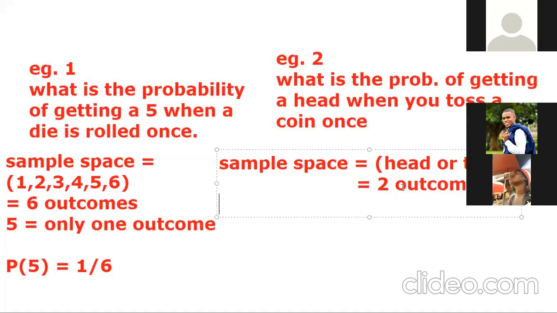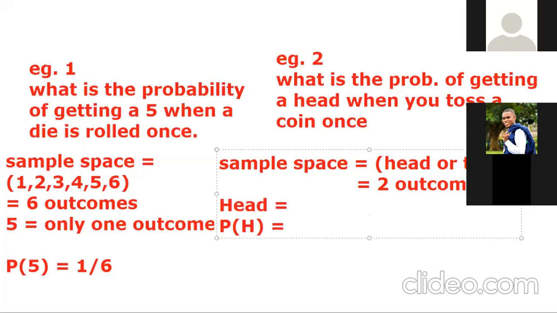Now, the question says, what is the probability of getting a head when you toss a coin once? So the probability of getting a head, as you can see, I didn't represent that with 5. I've represented it with H. So the probability of getting a head is equal to, the head is 1 outcome out of those 2 outcomes. So the probability of getting a head when you toss a coin is 1/2. And the probability of getting a tail when you toss it is also 1/2, because it's the same 1 outcome out of 2 outcomes.